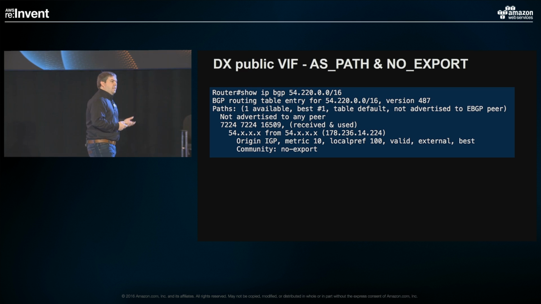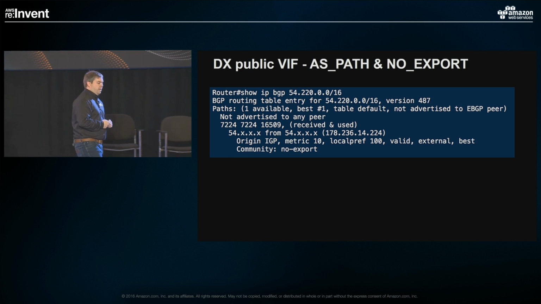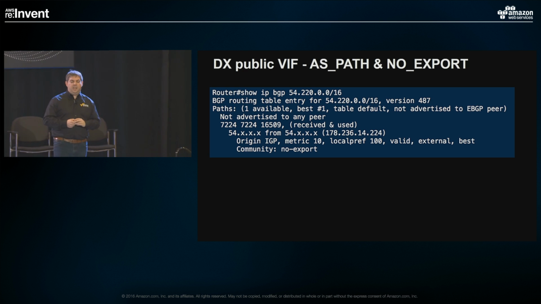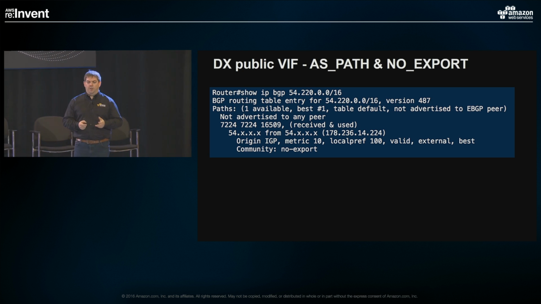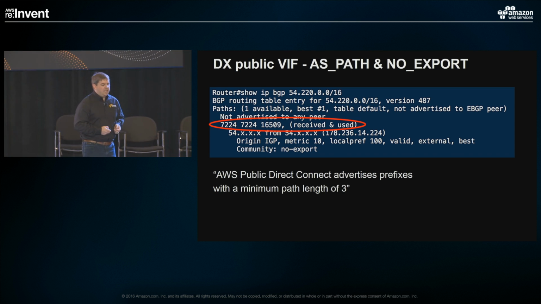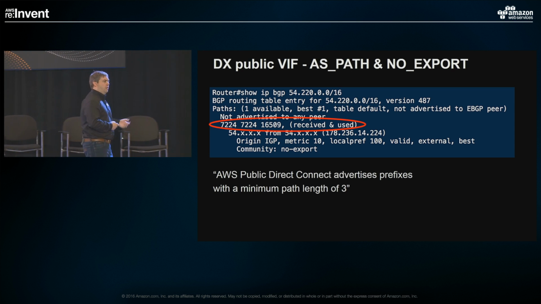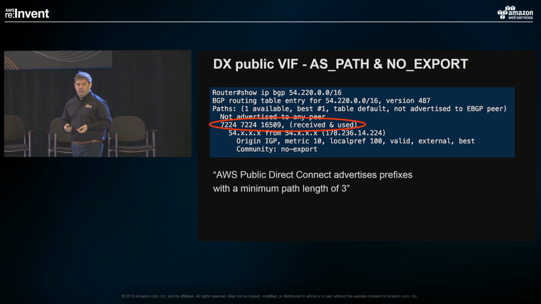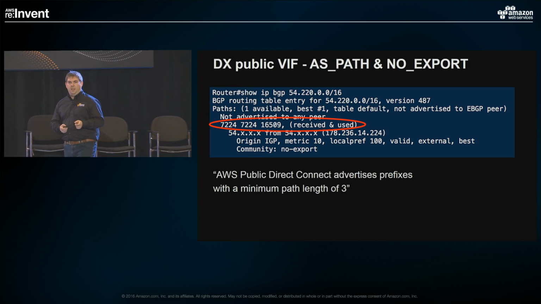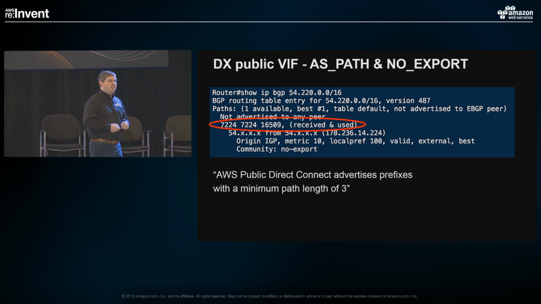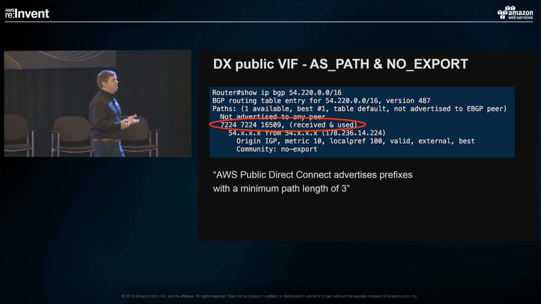Now, going back to the AS path comment I made earlier, this is an example of the output for a particular prefix on a router that is connected over a BGP session via a public virtual interface. You can see on here that there's an AS path. 7224 is the AS number that I mentioned that we use for Direct Connect. You can see it twice in the path there. You also see that we then have 16509, which is the Amazon AS number I also mentioned earlier, and represents where this particular prefix originates within our network.